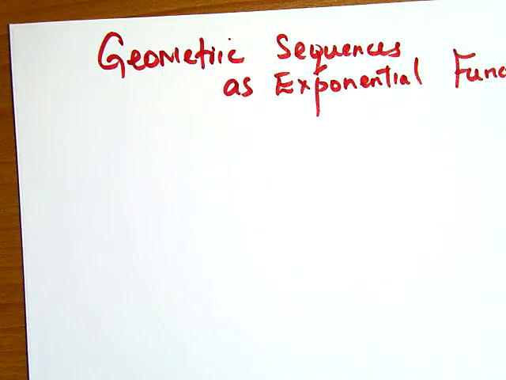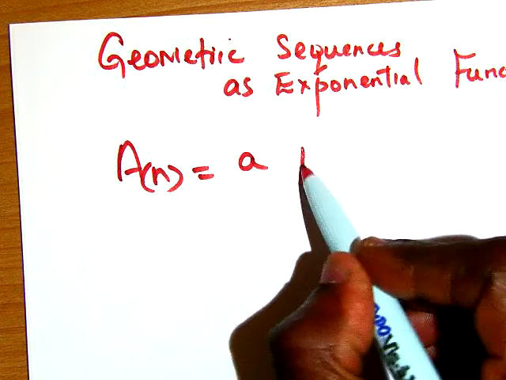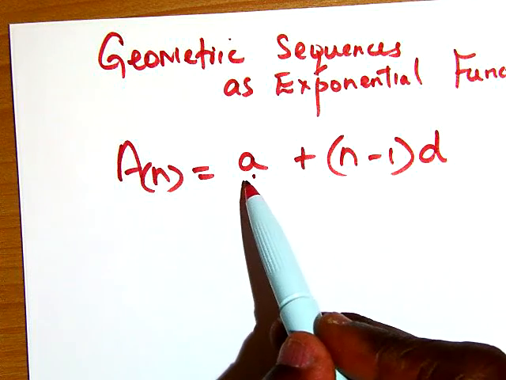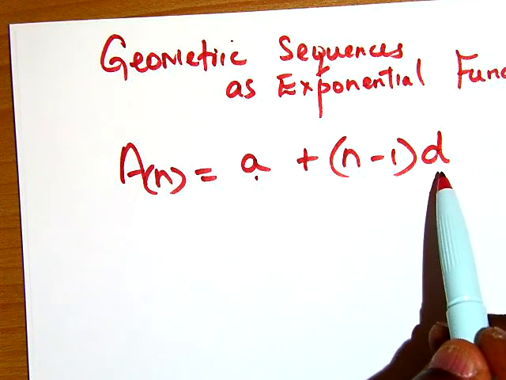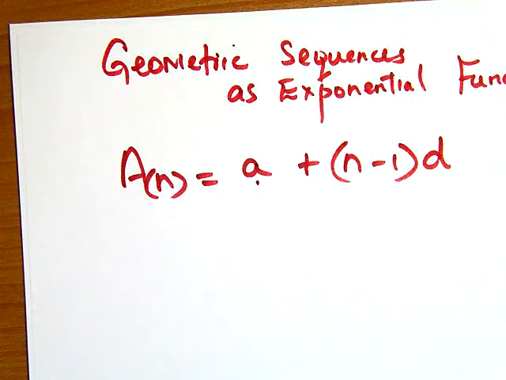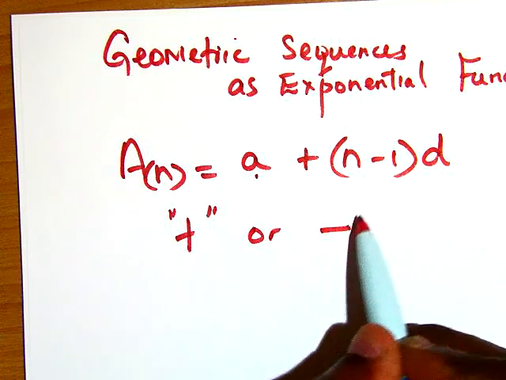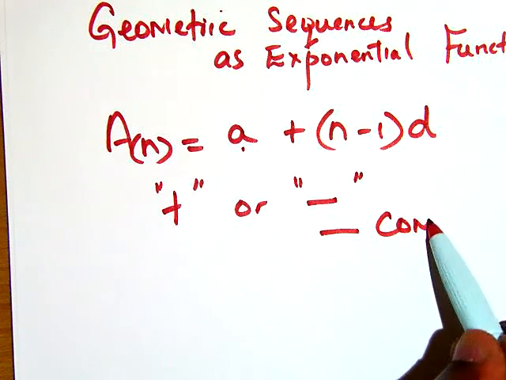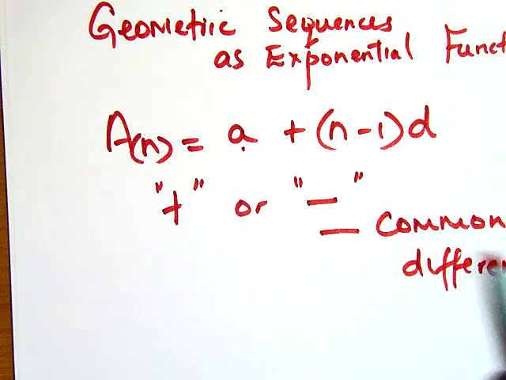Earlier in this course we looked at arithmetic sequences. We use a formula, the nth term is equal to a plus n minus 1 times d, where a was the first term, n is a term number, and d was a common difference. And we said a sequence was arithmetic if we were adding or subtracting the same amount each time, and that amount that we're adding or subtracting each time we called a common difference. So that was arithmetic sequences.